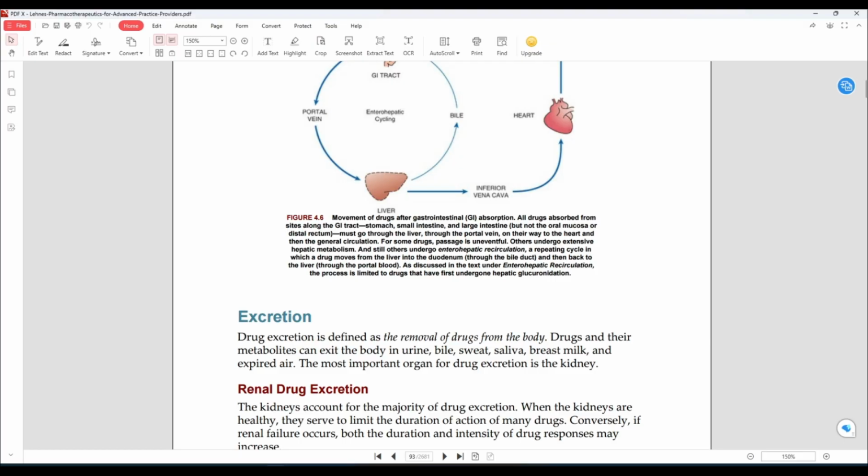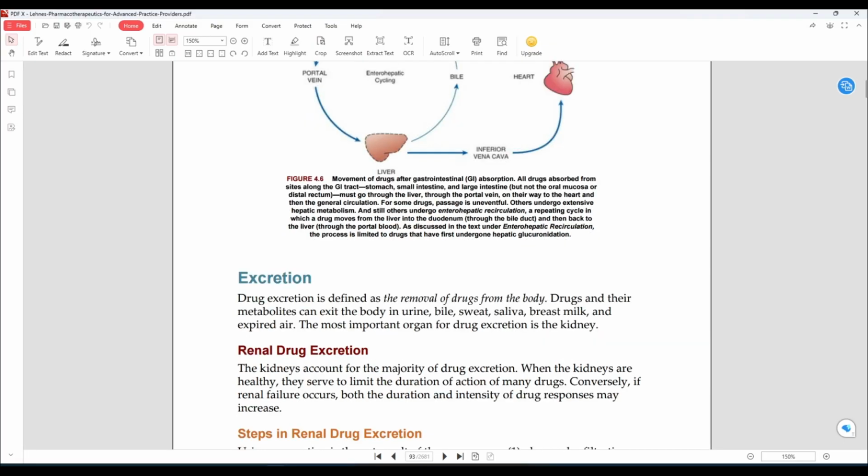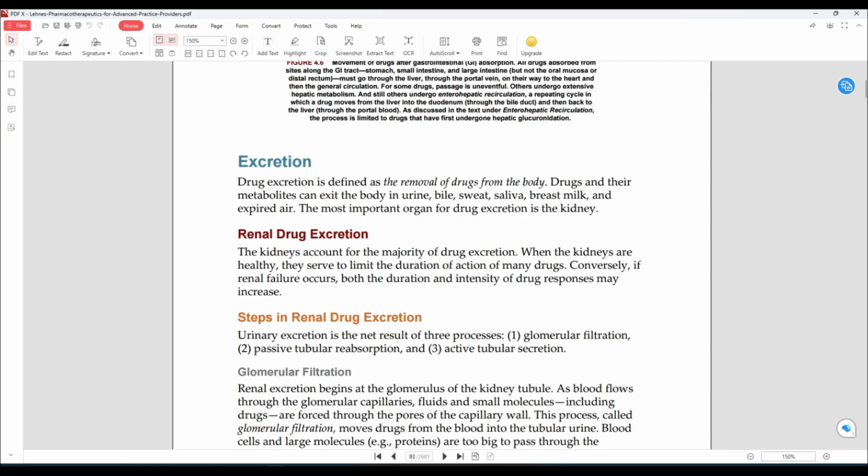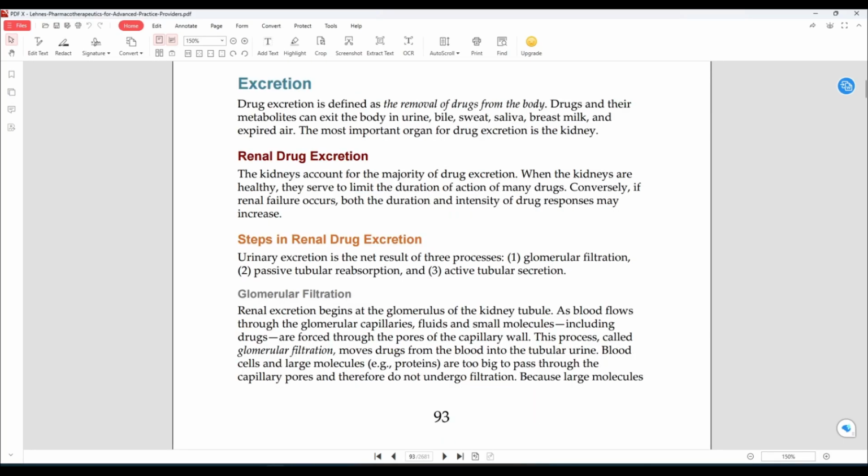Excretion. Drug excretion is defined as the removal of drugs from the body. Drugs and their metabolites can exit the body in urine, bile, sweat, saliva, breast milk, and expired air. The most important organ for drug excretion is the kidneys. Renal drug excretion. The kidneys account for the majority of drug excretion.